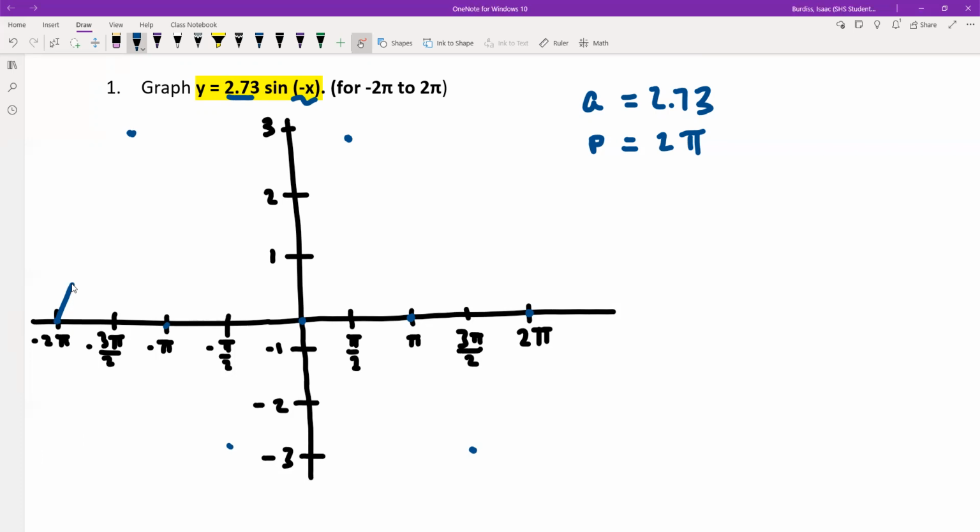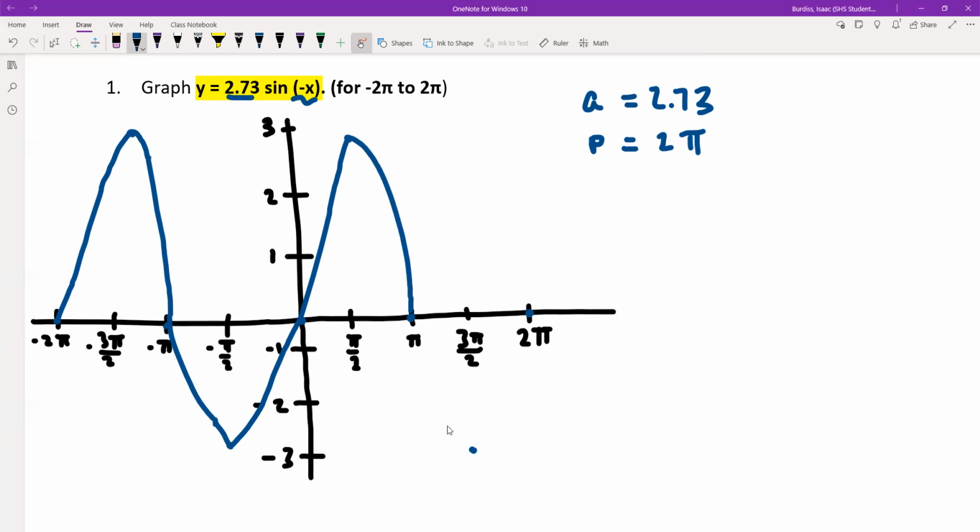And if we connect these dots to show our graph, oops. Not a very good graph, sorry. And it would technically go on, so I'll just put an arrow. All right, that is what it would be like. And if you notice, at a certain point, 2 pi later, is it like the same thing again? Yes, so that means we did the period right.